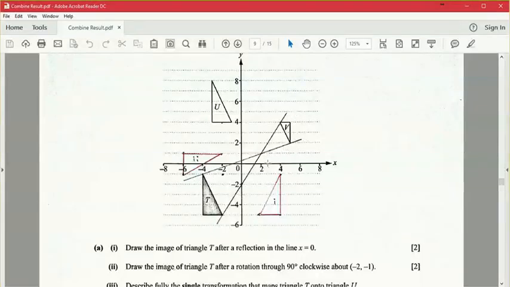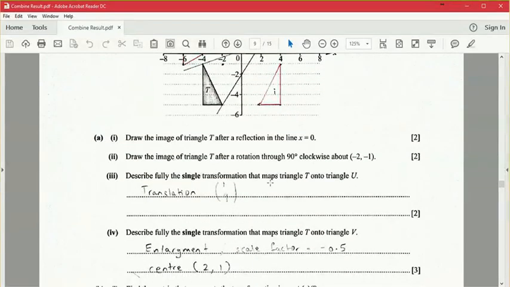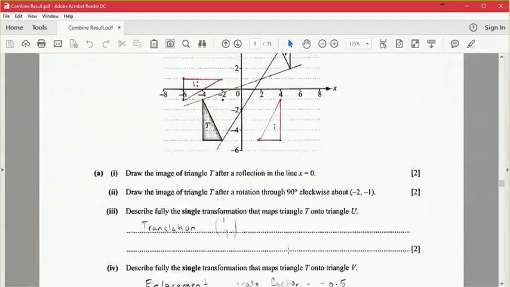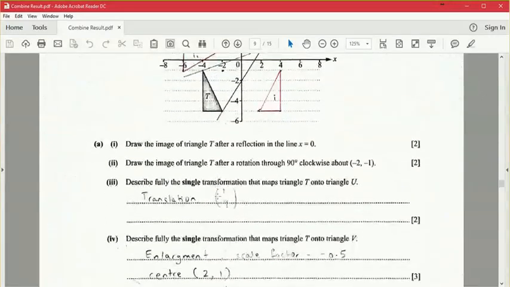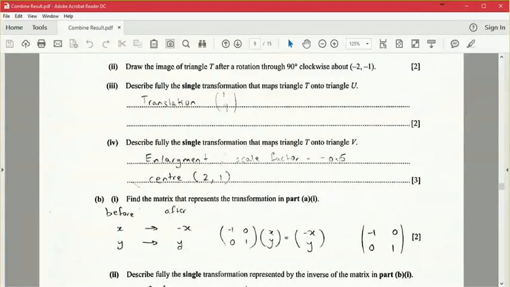We can see that the center of enlargement is 2 and 1. So the center of enlargement is 2 and 1, and we want to get the scale factor. We can see that this side, for example, is 2 points, from 2 to 4, and this one is 4 points, from negative 5 to negative 1. It's 4 points. So the scale factor is half, or 0.5. Negative 0.5. Don't forget the negative sign.